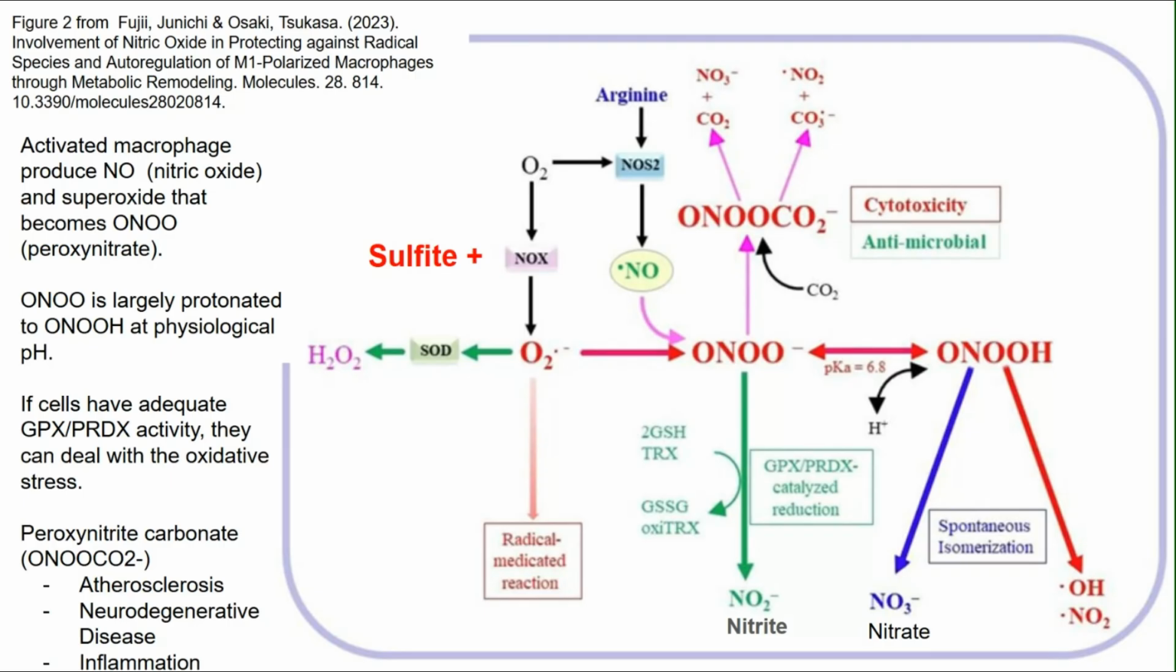So sulfite can aggravate those macrophages, and sulfite activates NADPH oxidase, or NOX, and that can lead to increased superoxide. And these macrophages produce nitric oxide using inducible nitric oxide synthase, or what we call iNOS. It's also called NOS2, and that produces nitric oxide. And that nitric oxide becomes toxic to the cell when it combines with superoxide. So it's super important to have a working superoxide dismutase.